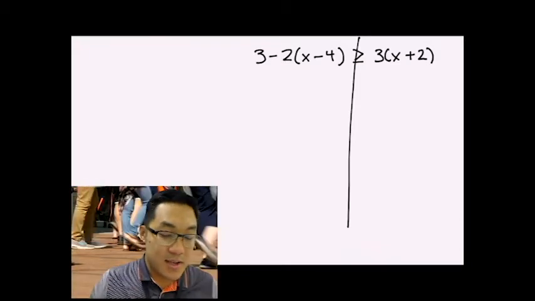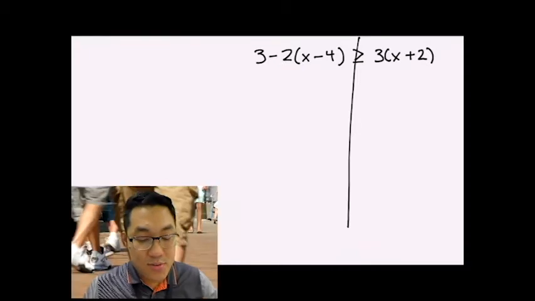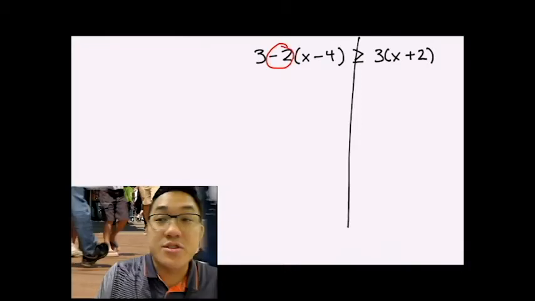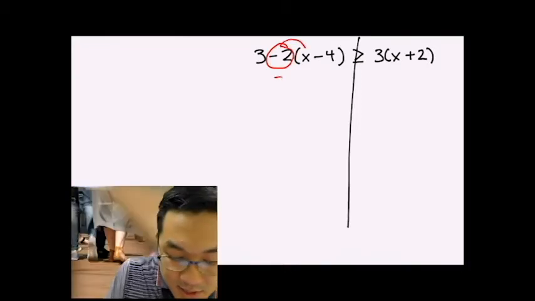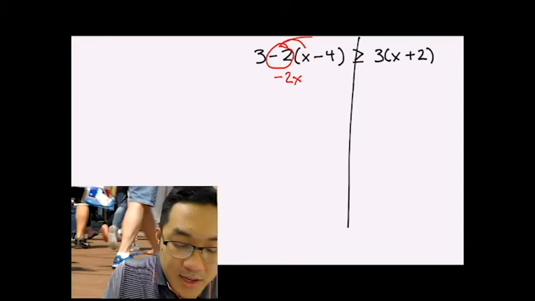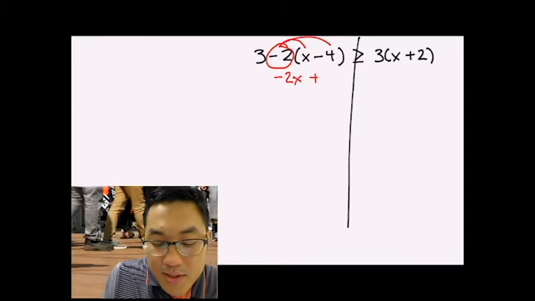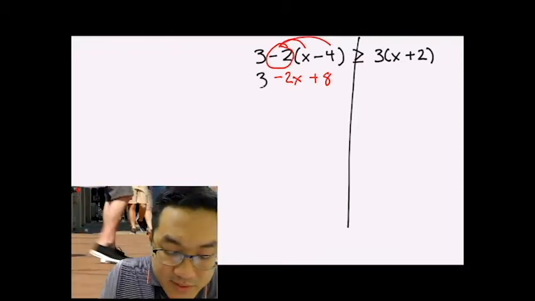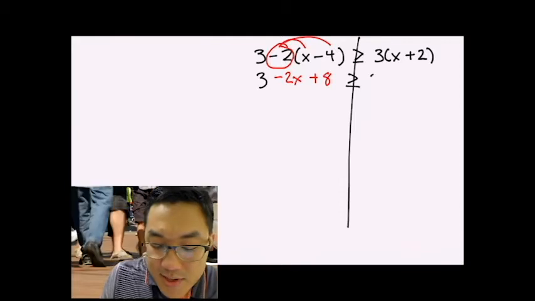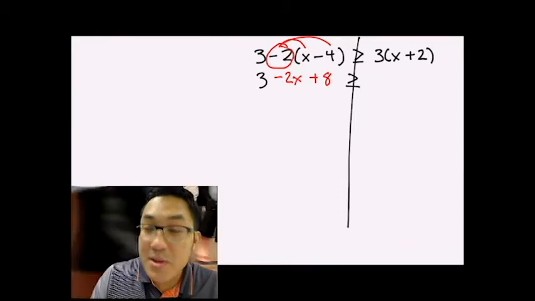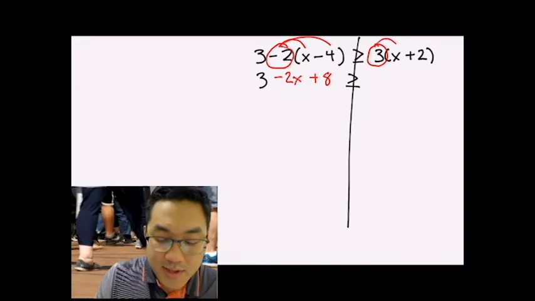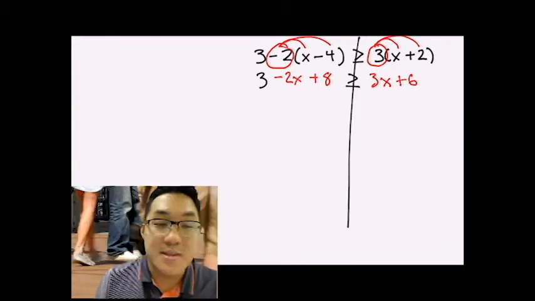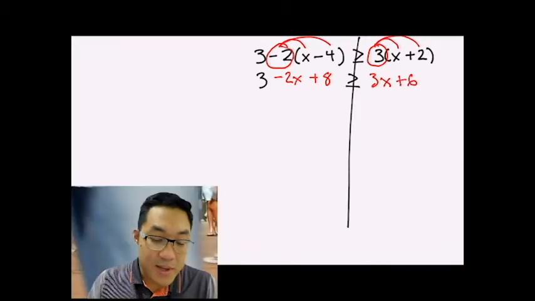On the left side, I've got to multiply out the negative 2 first. Distribute the negative 2, so negative 2 times x is negative 2x, negative 2 times negative 4 is positive 8, because a negative times a negative makes a positive. Bring down the rest of my problem. Oh wait, looks like I've got to distribute on the right side, so let's do that. 3 times x is 3x, 3 times 2 is 6.